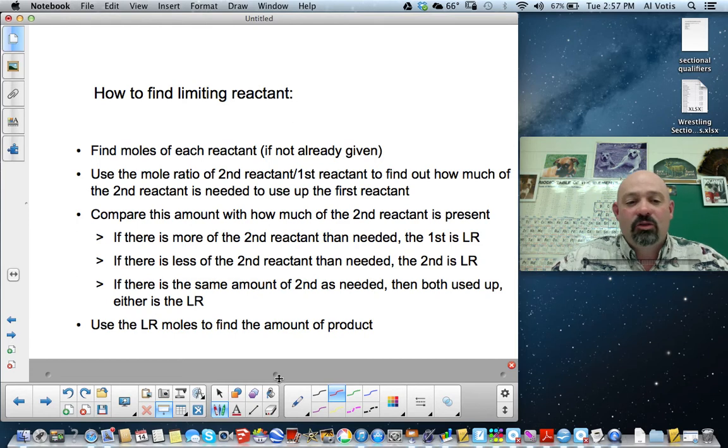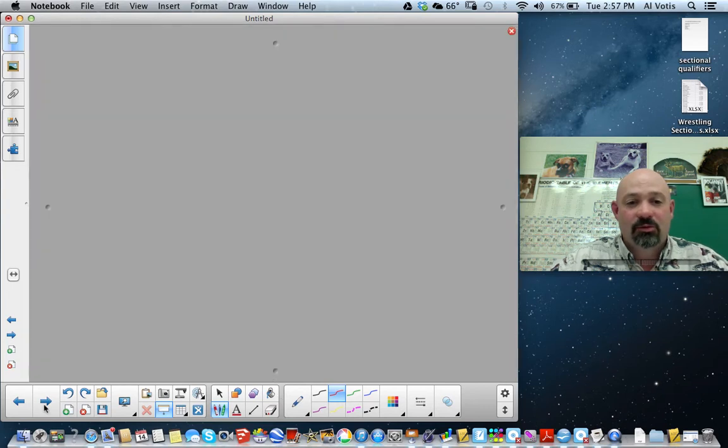And then finally, once you know your limiting reactant, you complete your problem by using the limiting reactant, multiplying it by the mole ratio of the product to the limiting reactant to get your substance. And then you finish off with the mass or volume, whichever one you're looking for.